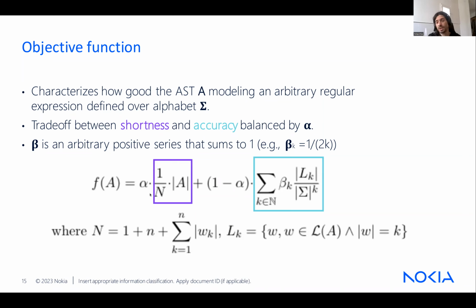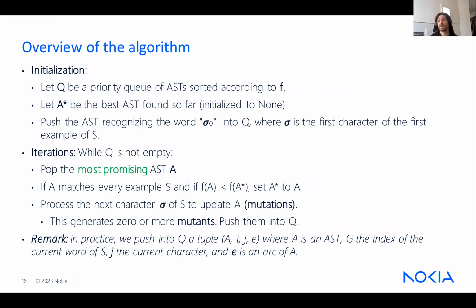So to compute the shortness, it's simply the size of the tree. The accuracy computation is somewhat more complex because we try to see how big an infinite subset of an infinite set is. So the computation is a bit more tricky, but we managed to represent how dense a language is. And using this objective function, we can now start looking for solutions, as we can say which is the best and which is not the best.